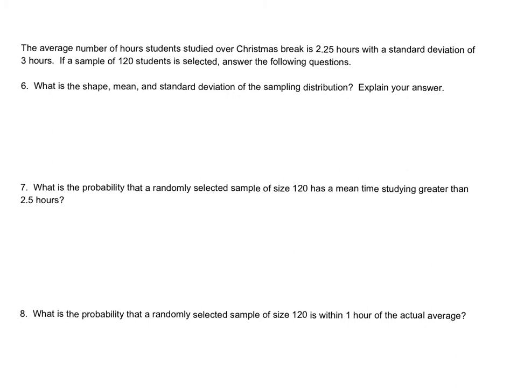So first we start with the shape. So we can assume a sampling distribution for a mean is normal if the sample size n is greater than or equal to 30. So is 120 greater than or equal to 30? And it is. So we have a normal shape, normal distribution.